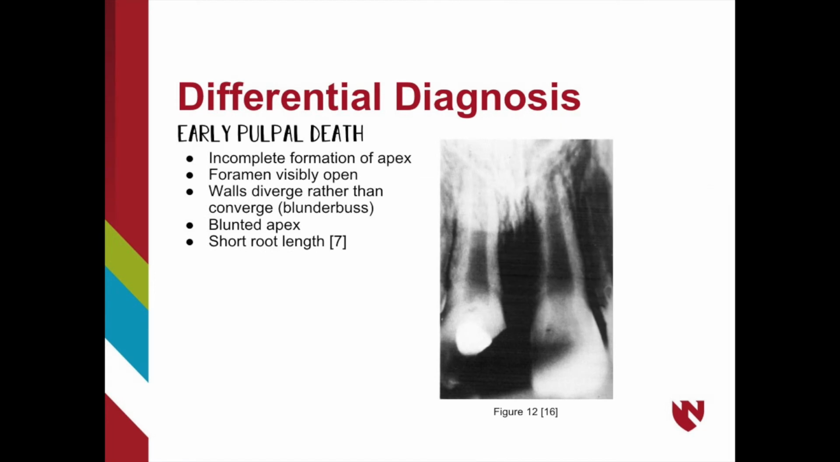Another process that can be confused with root resorption, especially external root resorption, is early pulpal death. In early pulpal death, there is an incomplete formation of the apex of the root, and the foramen is visibly open. The walls of the canal diverge or have a blunderbuss appearance. While short, blunted root apices are observed in both, external root resorption typically appears with complete apex formation.